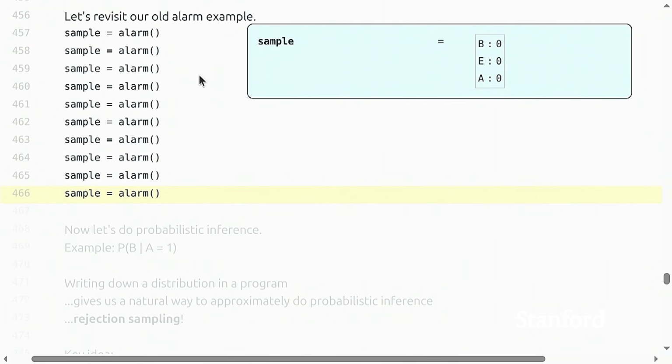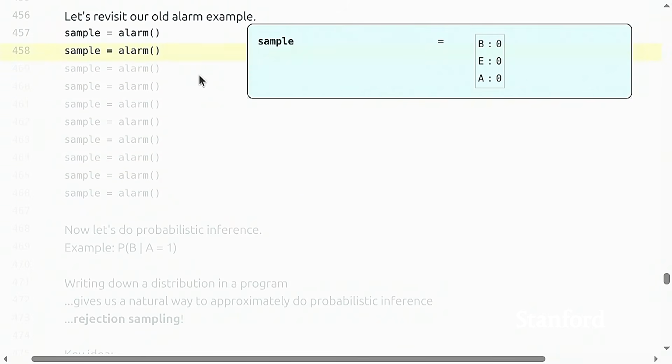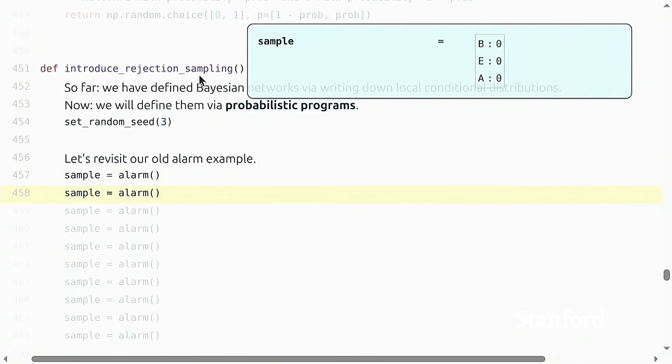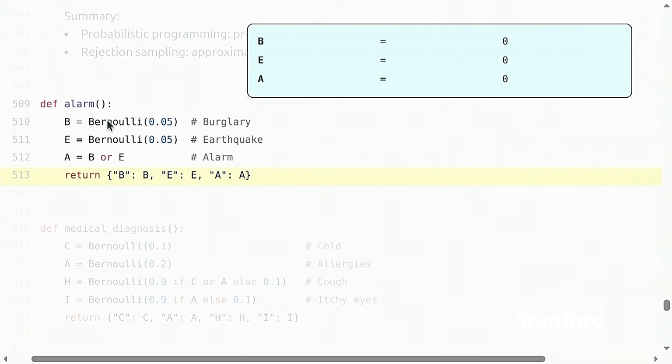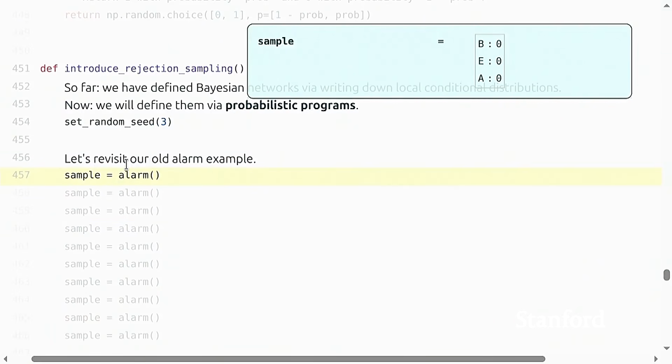Right? So this is actually a formal definition of a Bayesian network. It's just unusual because it's just a program, but it's one way you can define it. And the thing I like about this is it's really transparent what's going on. 3 lines of code. Okay.